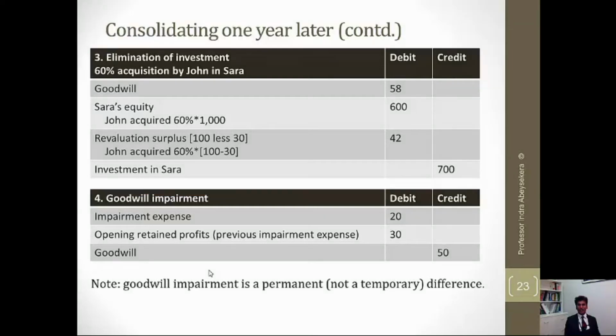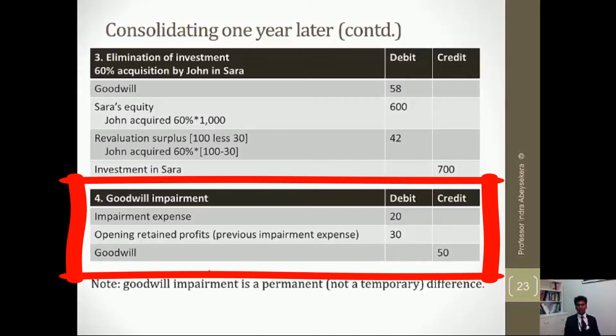The goodwill has impaired in the second year. It is 20. We record impairment expense, and it also has impaired in the previous year, and anything that has happened in the previous period we record under opening retained profits, and we debit 30 opening retained profits, and that reduces goodwill. We credit goodwill 50, debit impairment expense 20, debit opening retained profits 30.